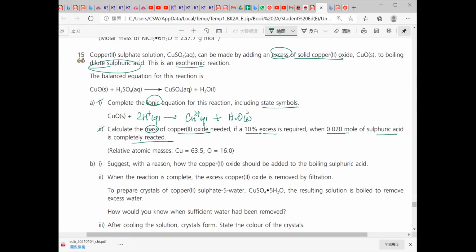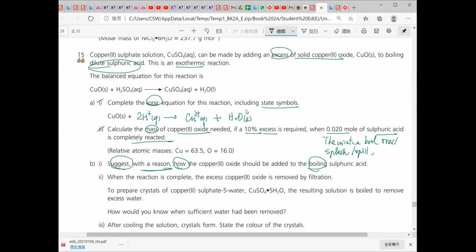Boiling. So you ask for technique, suggest with a reason. So first of all, what will happen if I add some solid into boiling acid? What will happen to the mixture? The mixture will boil over or splash, or spill upon I add a boiling surfactant.